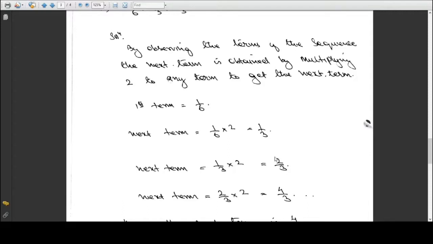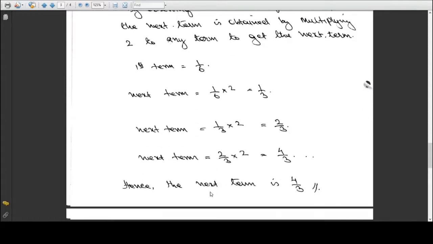What is the next term of 2 by 3? That means this 2 by 3 again multiplied by 2. You are getting 4 by 3. Again, if you find the next term of 4 by 3, what will it be? 4 by 3 multiplied by 2. That means 8 by 3 and so on. But we need only the third term. Hence, the next term of the given sequence is 4 by 3, which we have just found out from here.